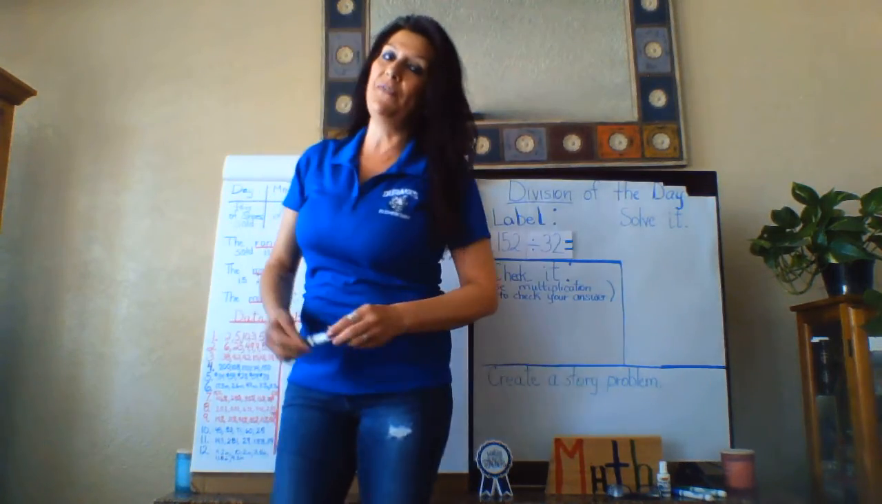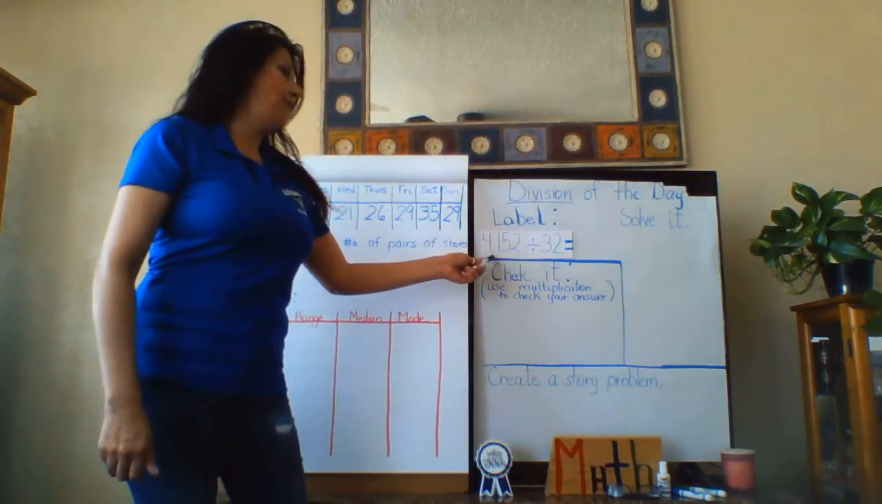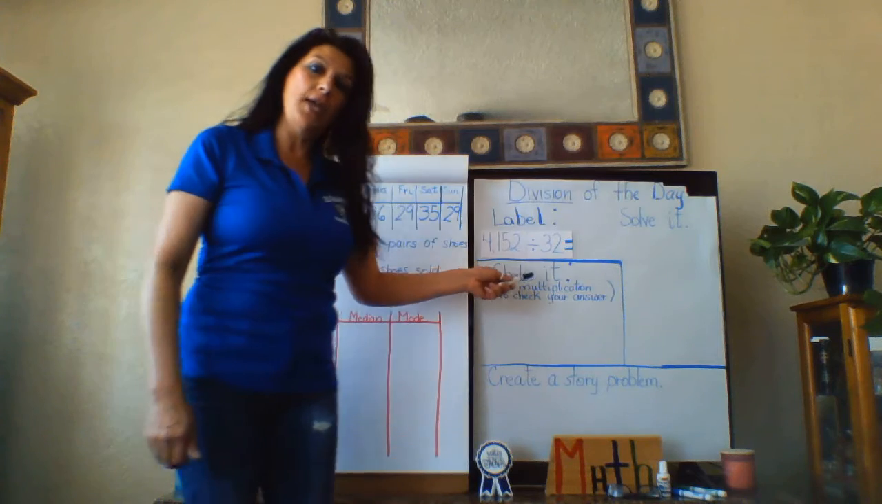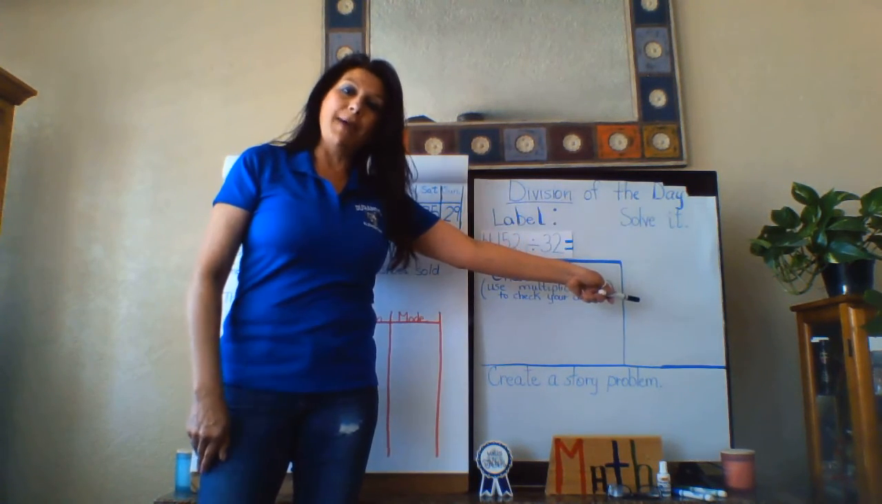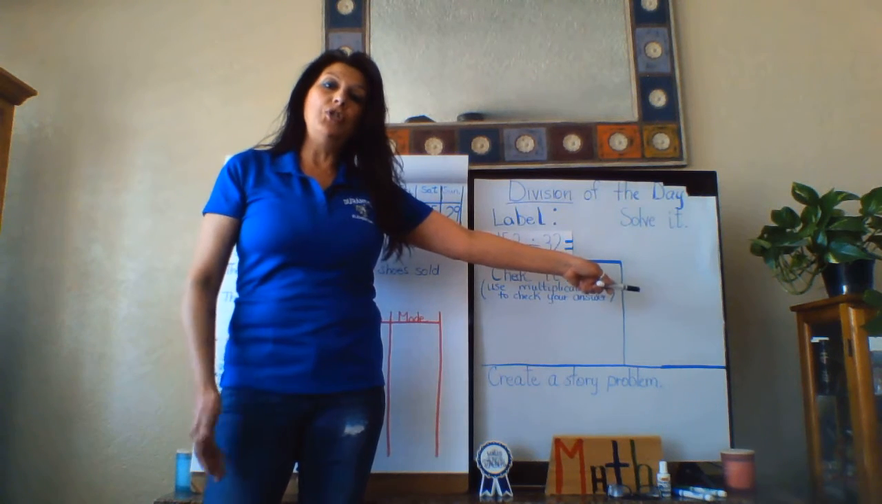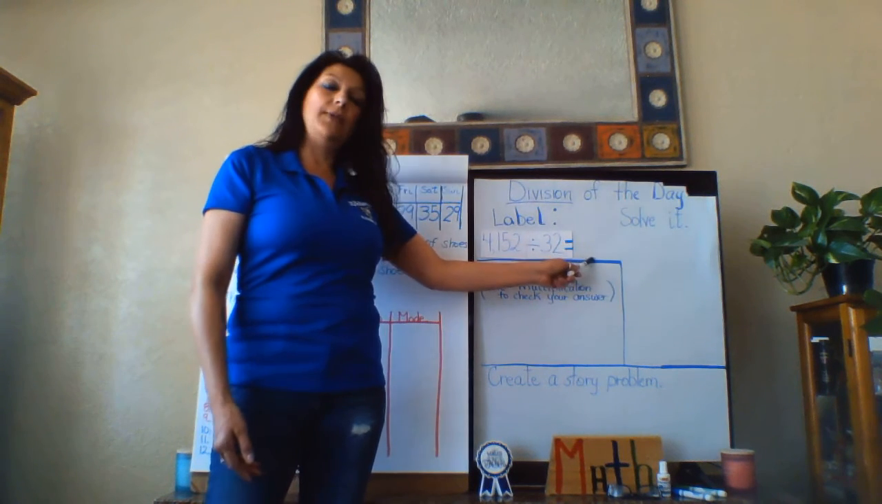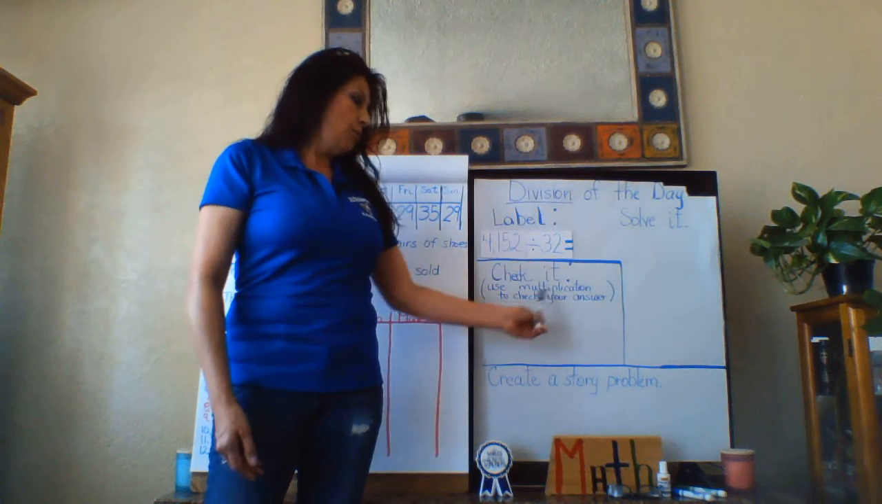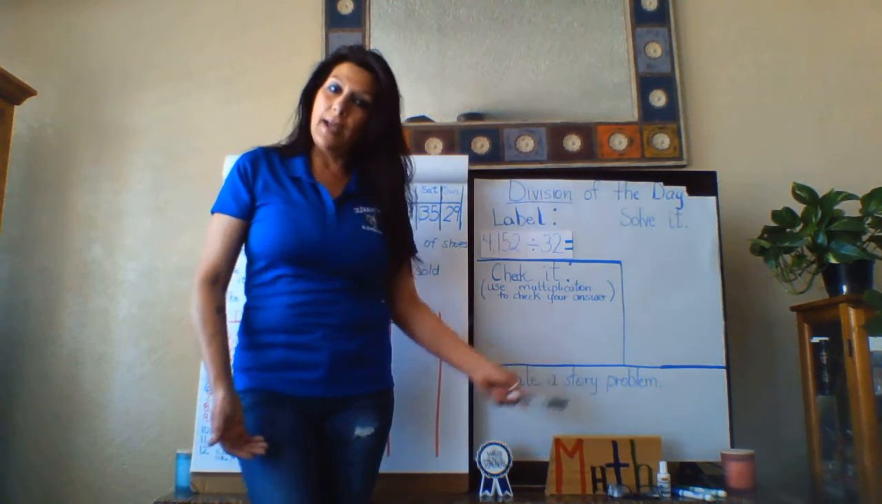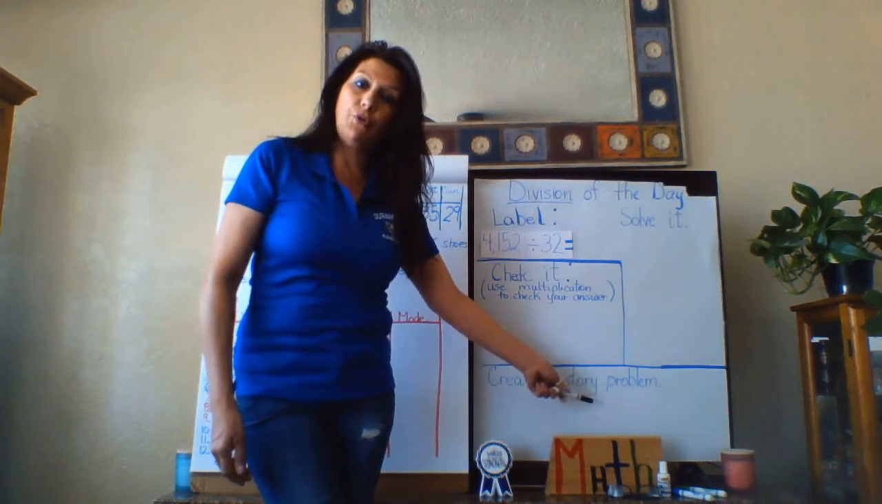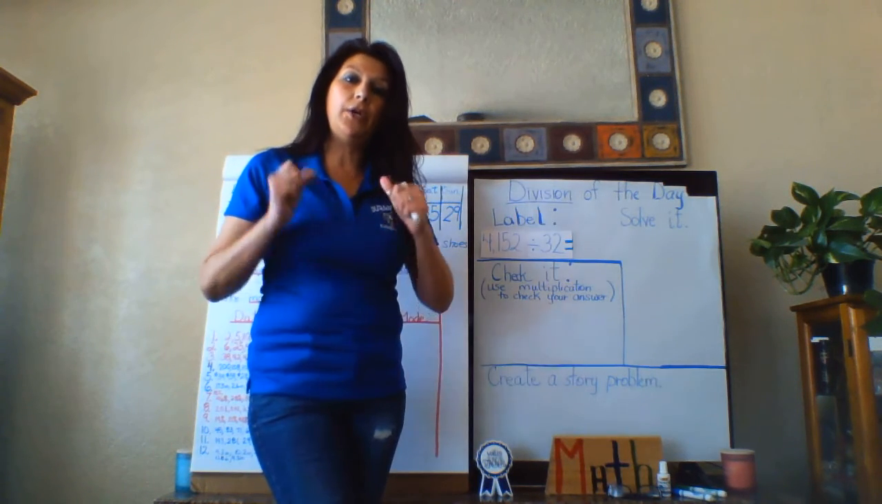Okay, so we have the division of the day. We have 4,152, and you're going to divide it by 32. You're going to use the garage method to solve your problem. Once you find the quotient, don't forget to put it in the label part. Then you're going to check your answer using the multiplication algorithm. And finally, you're going to create a story problem and be very, very creative.